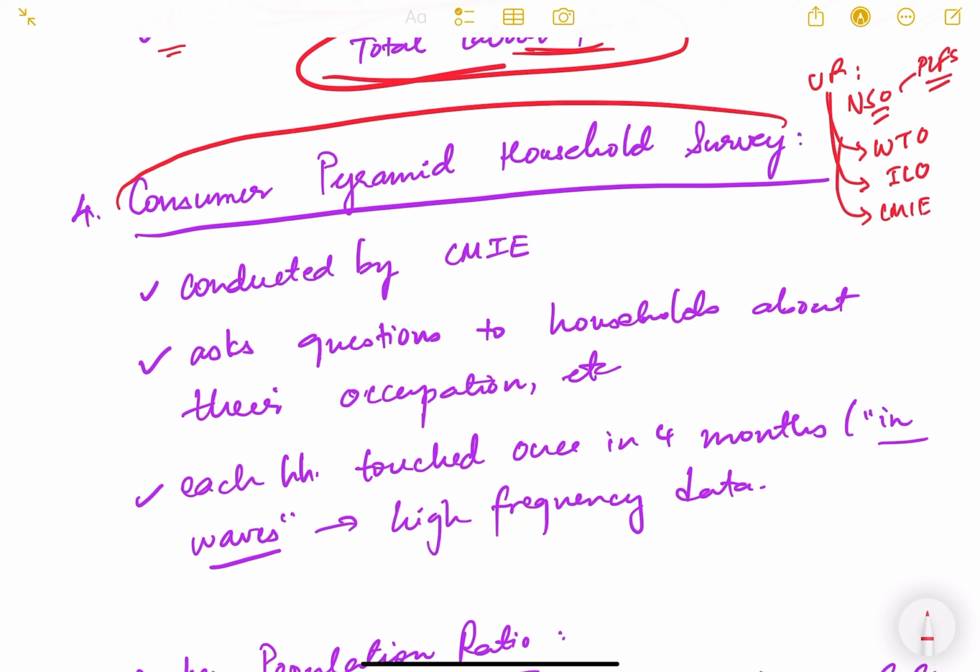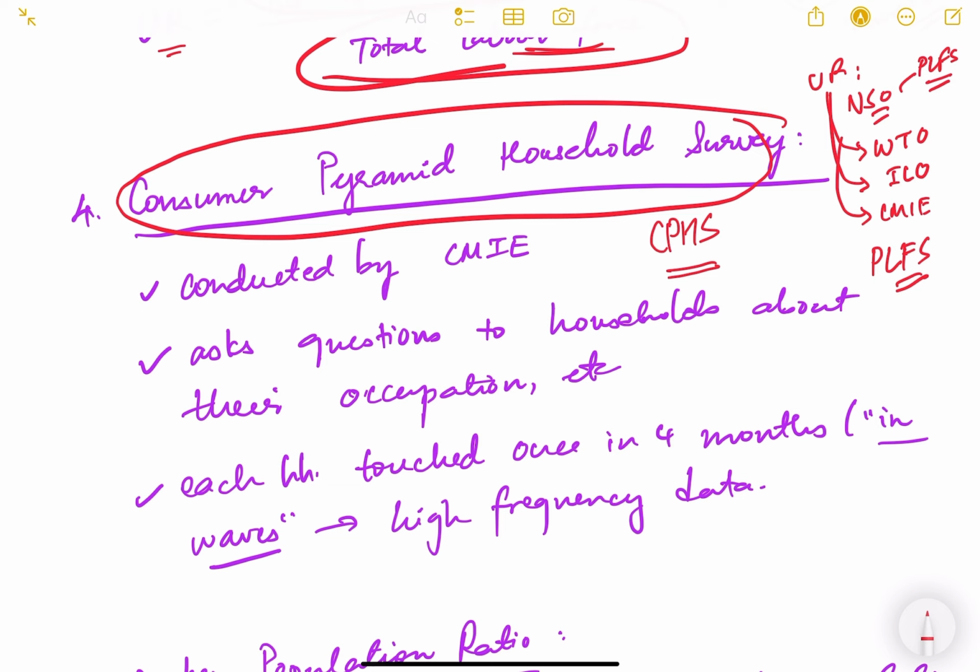Now the Consumer Pyramid Household Survey, I have included this here because it is an important thing. It is always there in the news also. It is called CPHS, just like we saw the Periodic Labour Force Survey, PLFS. This is the Consumer Pyramid Household Survey. It is conducted by CMIE, which is a private organization. The full form of CMIE is Centre for Monitoring Indian Economy.